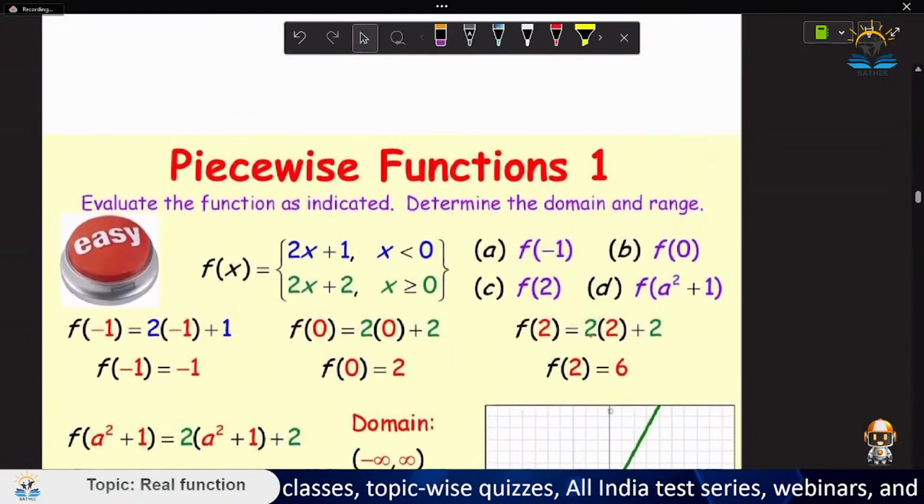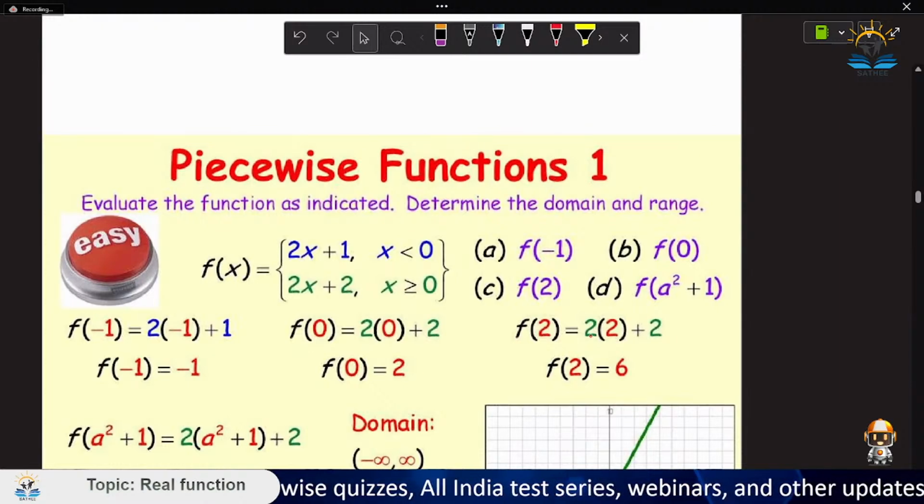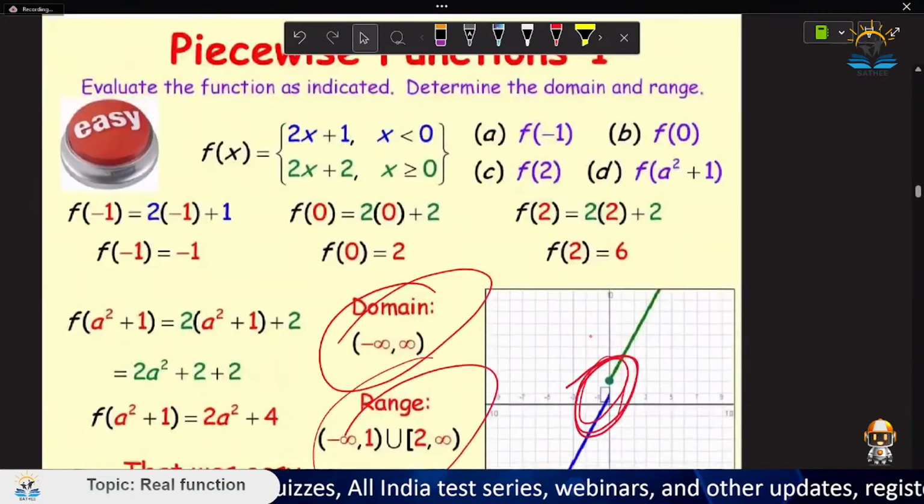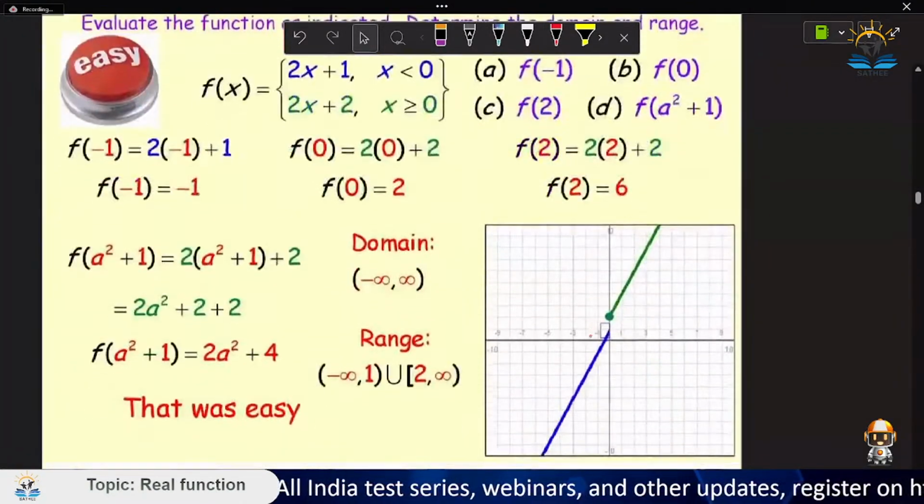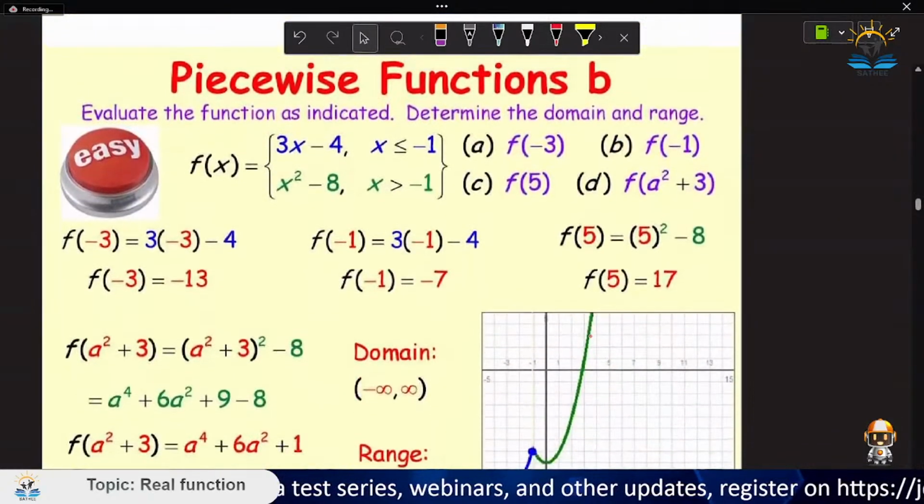Now let's see another piecewise function. Yeah, this is very similar to the last one, right? This is the same question, sorry guys. Let's move to the next.